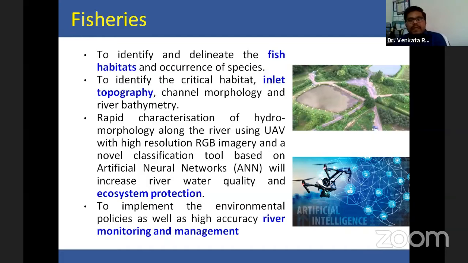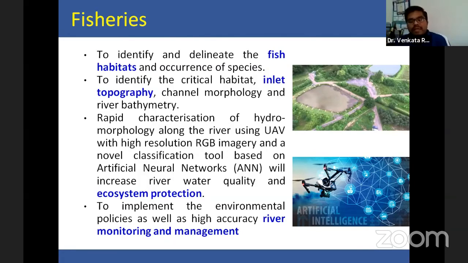The fish habitats and how the inlet topography is changing can be observed. In developed countries, they have fish size regulations, but we don't have that kind of habitat management. We simply take all the fishes and get them to the market, but it should not be like that. Only well matured fishes should be taken. For that, we need many tools, a novel classification approach, to identify when the fly is taking place, and to indicate this is a mature fish, which can be traced and brought to market.